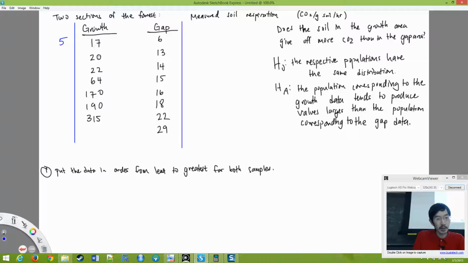I do the same thing with 20, and I go 1, 2, 3, 4, 5, 6. 6 numbers in the gap section are smaller than 20. And I do the same thing for 22. Whenever you encounter a tie, those are worth 1/2. So I've got 6 that are smaller: 13, 14, 15, 16, 18. Those are all smaller, and I have a tie with 22. So I write 6.5. If there was another 22 in here, each of those would be worth 1/2. I would have 6 numbers that are smaller, and then a half and a half.